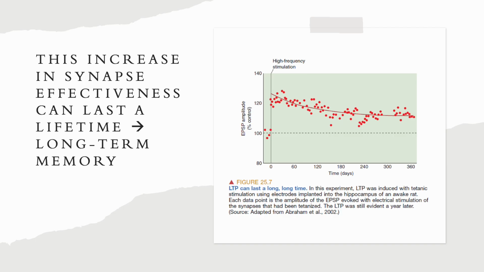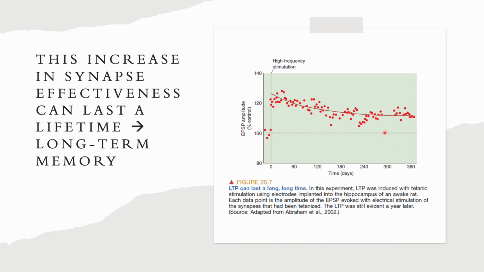This increase in synapse effectiveness can last a lifetime. Long-term potentiation leads to long-term memories. So as we can see here from our textbook, long-term potentiation can last a very long time. In this particular experiment, which we'll refer to this graph in a little bit, LTP was induced with stimulation using electrodes implanted in the hippocampus of an awake rat.